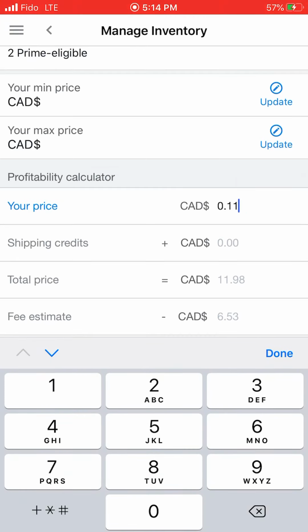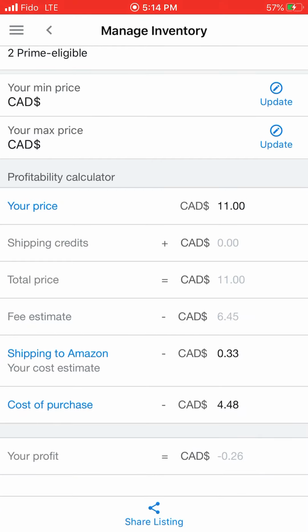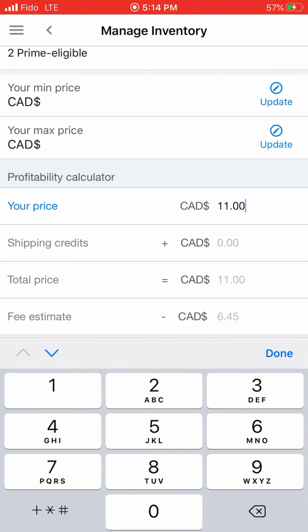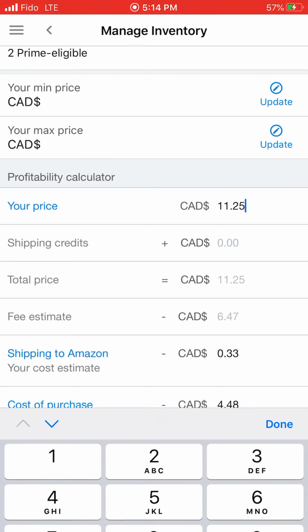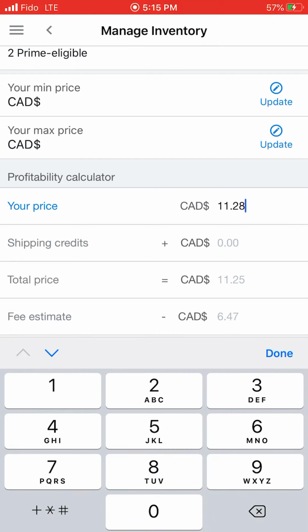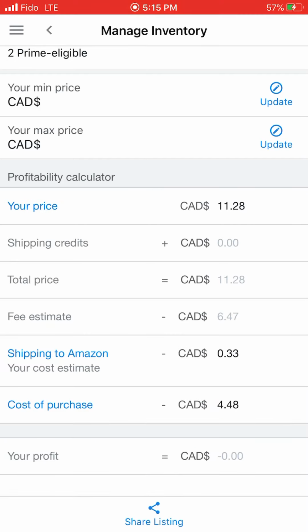Well, let's take another 98 cents off the top. Let's go with $11. Now I'm going to lose some money. So if I go to $11, now I'm going to lose 26 cents. Okay, so I'm going to go back up to $11.25. Okay, whoo, I lost 3 cents. Okay, $11.28. Break even. So my break even is $11.28. I write that down. I put that on my inventory list. I can recall that really quick.